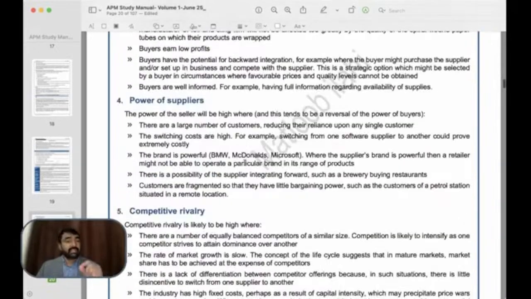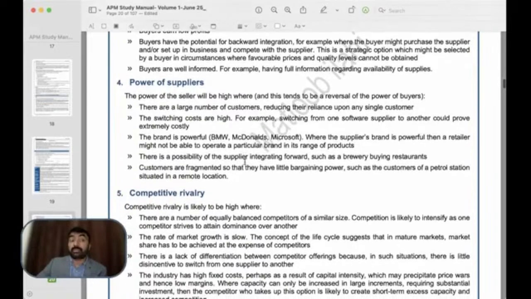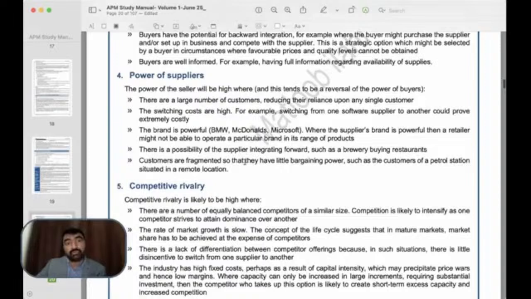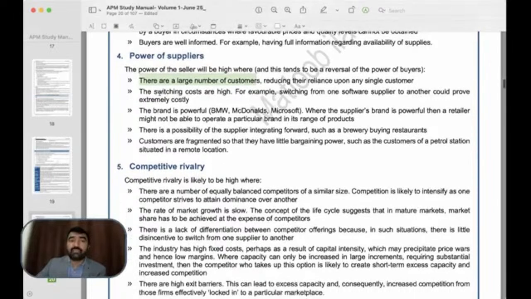And they would dictate to their suppliers. But this is not always the case. Sometimes suppliers would be in a stronger position and they would influence the profitability of their customers. For example, if there are a large number of customers but few suppliers, or if switching costs are high, it would be difficult for the customers to switch.